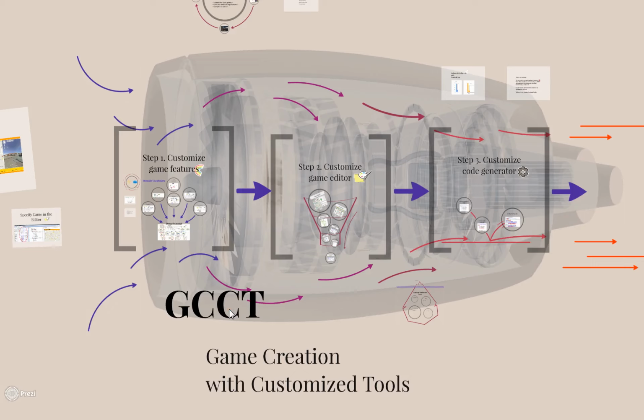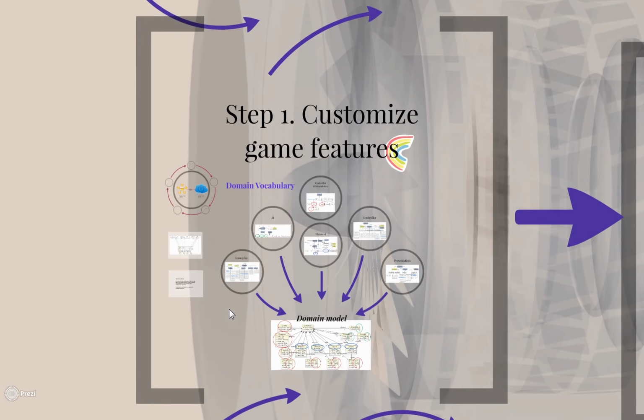In the first video, we introduced the GCCT approach to create games with customized tools. In this video, we'll introduce a vocabulary which plays an important role in the approach. In the approach, the first step is to customize game features that will be supported.